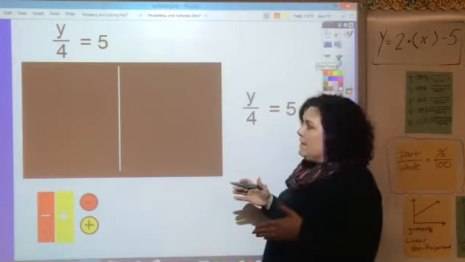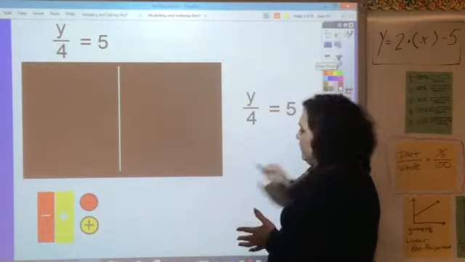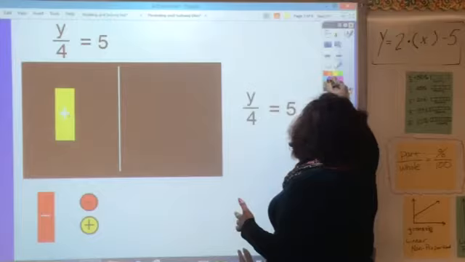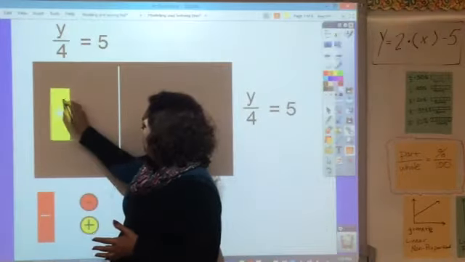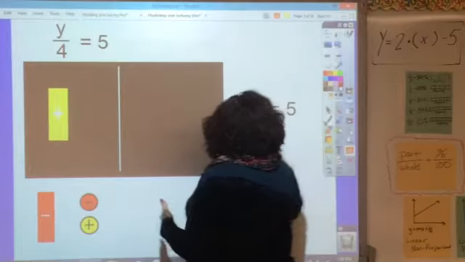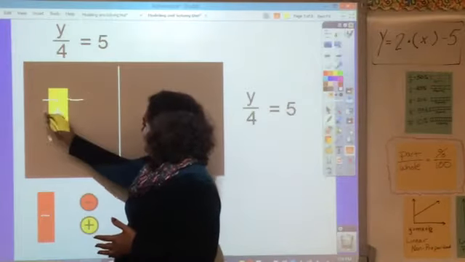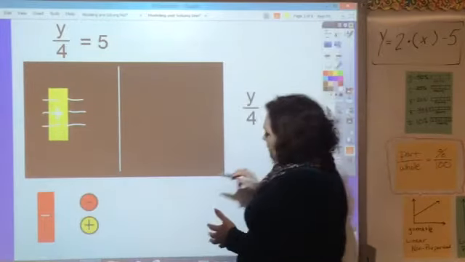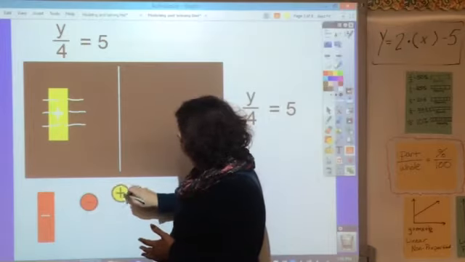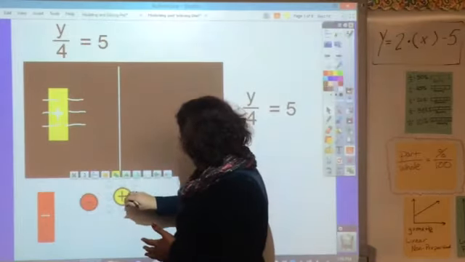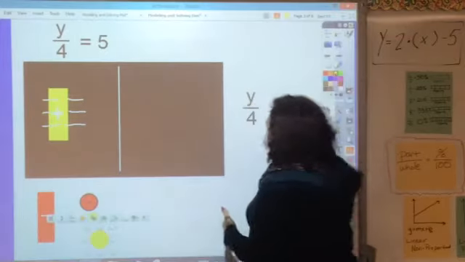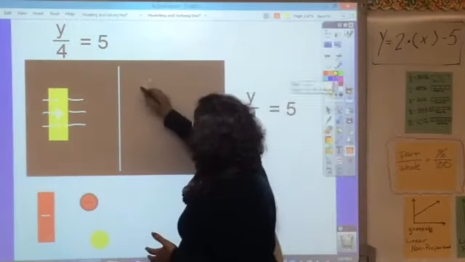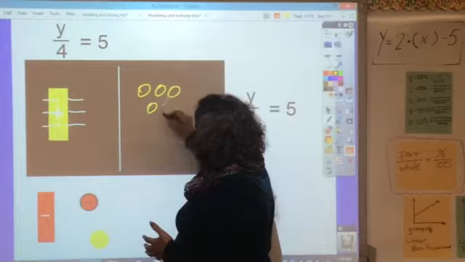So we've got y divided by 4 equals 5. And so we want to take a y, and we want to divide it by 4. One, two, three, 4. And we have 5 positive. And I'm just going to draw them. One, 2, 3, 4, 5.